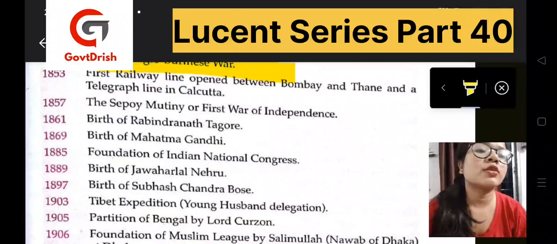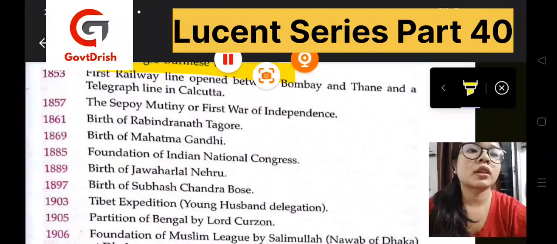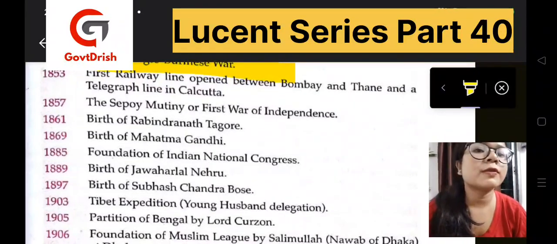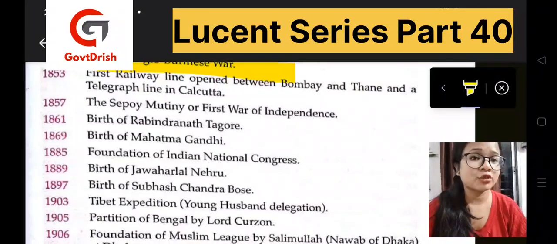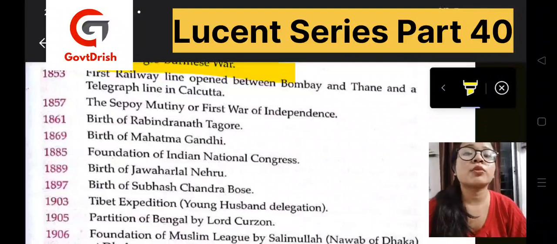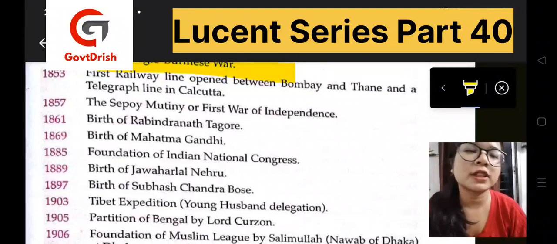Okay, so when the first railway line opened between Bombay and Thane, and when was the telegraph line in Calcutta introduced or opened? When was the Sepoy Mutiny? The revolt of 1857, or you can say the first war of independence.